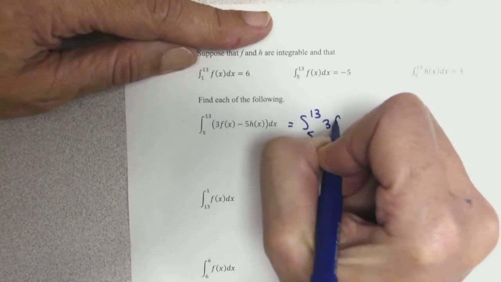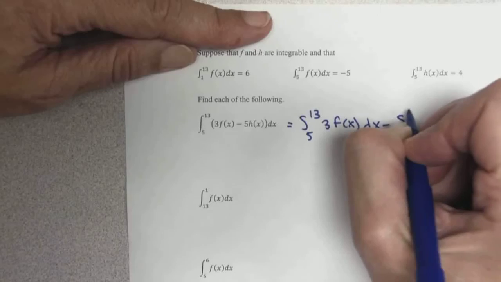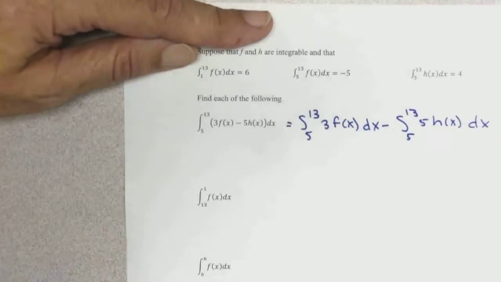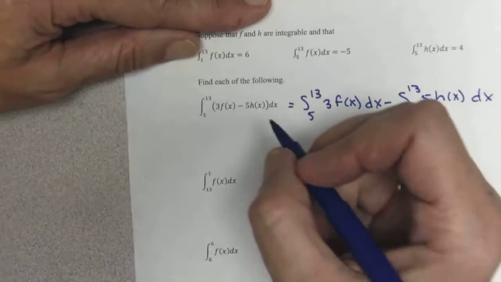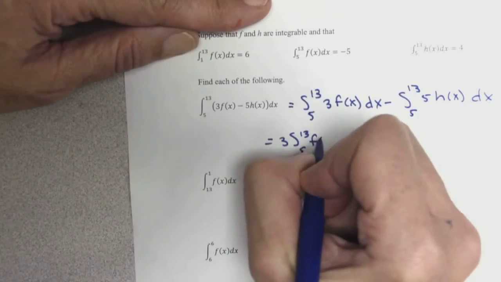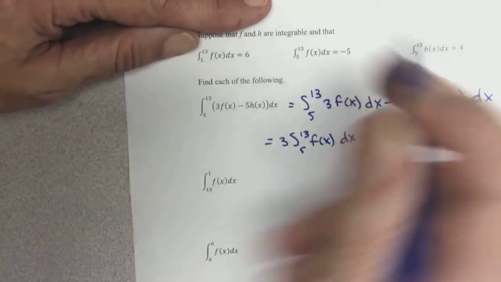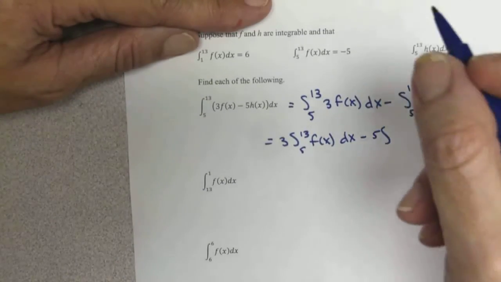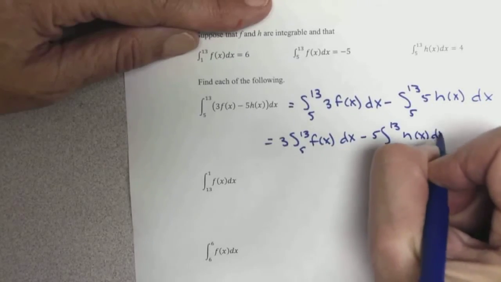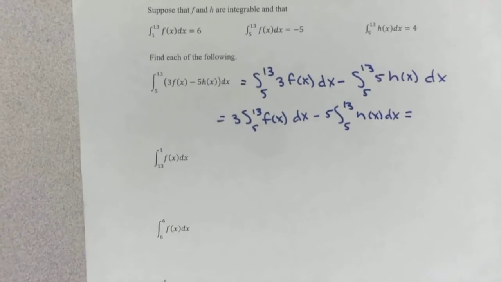First of all, I can split up definite integrals by subtraction. And I can factor out coefficients. And then they've given me each of the values I need from here on out.